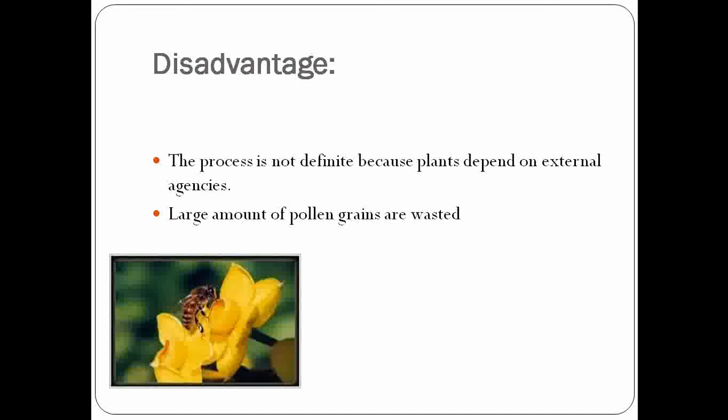Then if we consider the wastage of pollen grains, as compared to self pollination, in self pollination there is no wastage of pollen grains. But when we consider cross pollination, since this takes place through various types of agencies, there is a chance of a huge number of pollen grains being lost. So this is the second most important disadvantage of cross pollination.